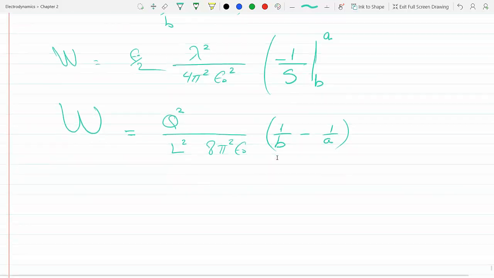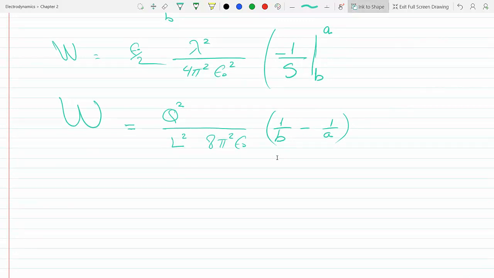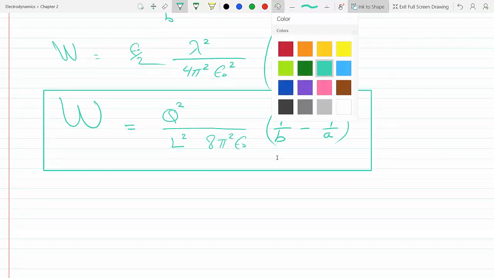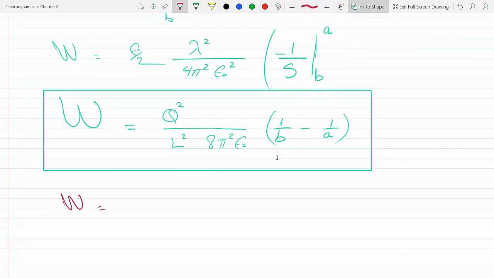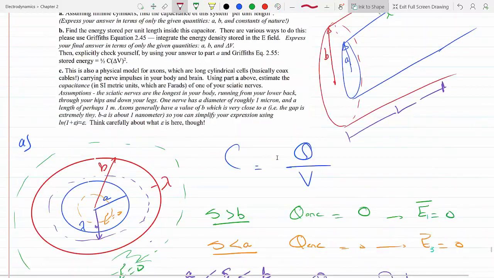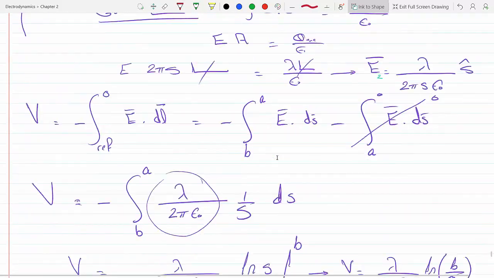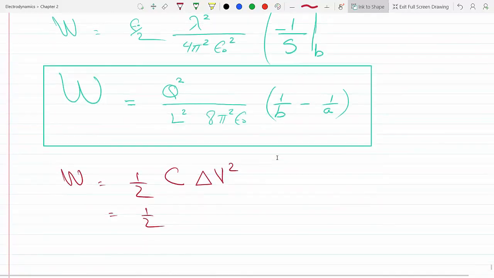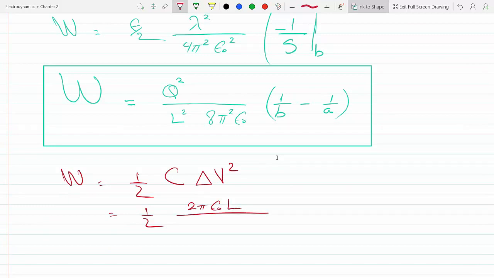Okay, now let's check. We know in general that W is equal to 1/2 C delta V squared, right? So 1/2, we know the capacitance. The capacitance is, where did we find it? Here. It's 2 pi epsilon L over ln b over a.